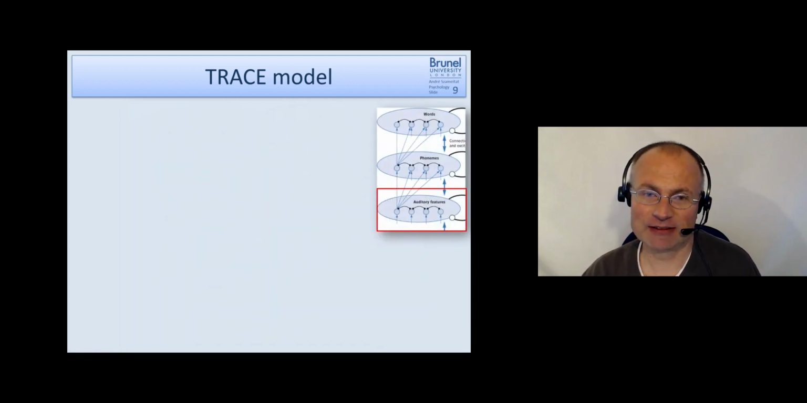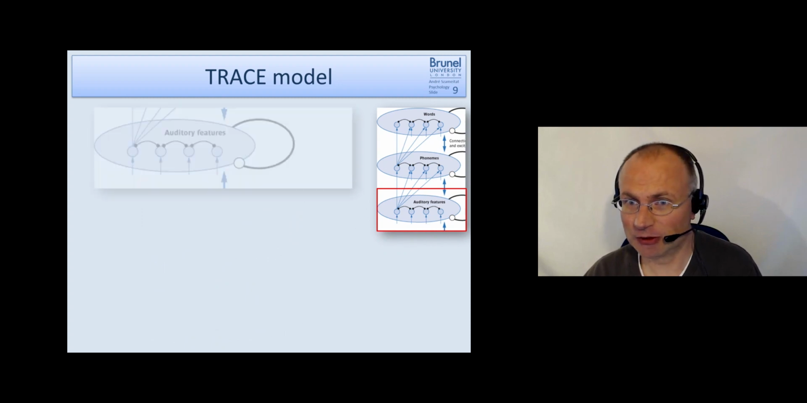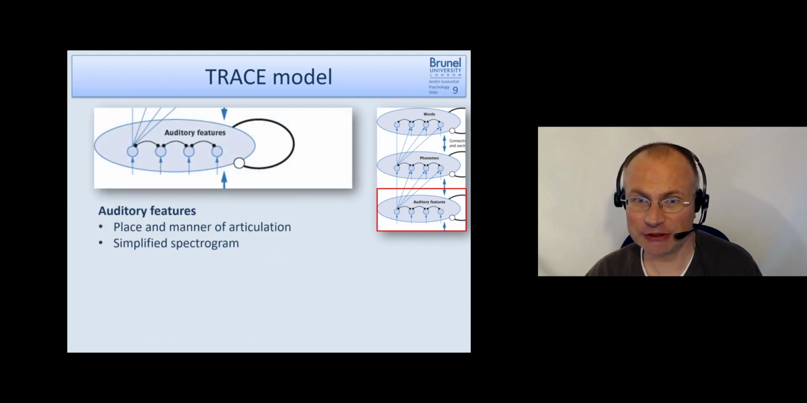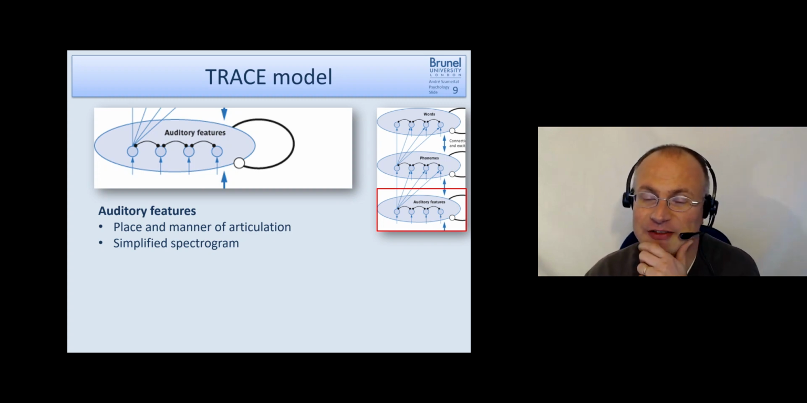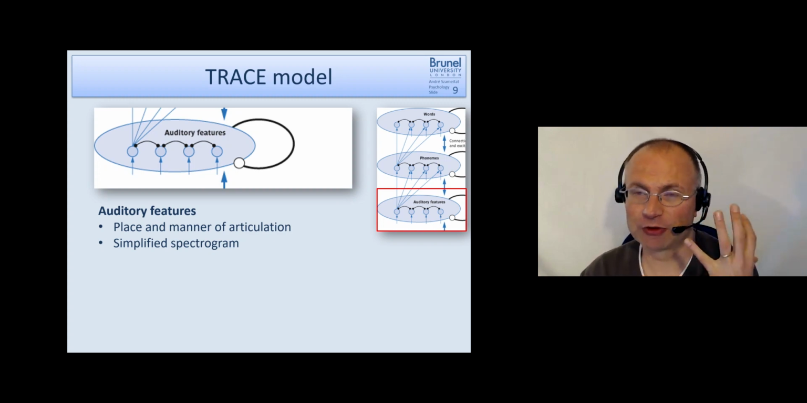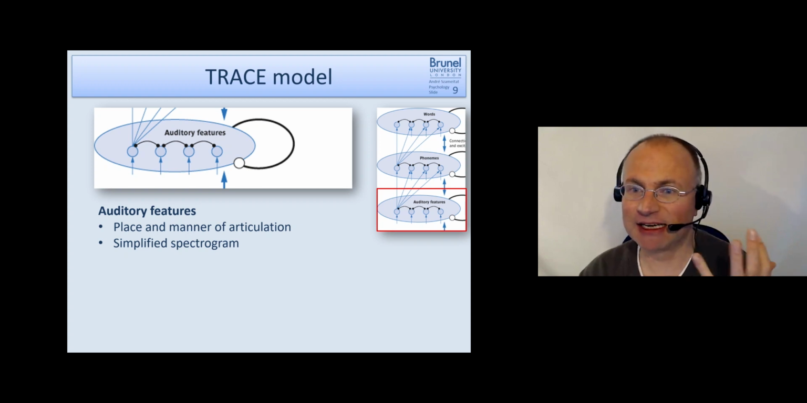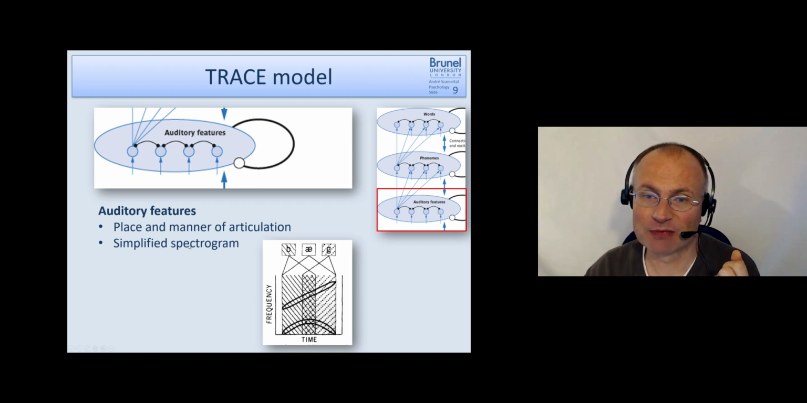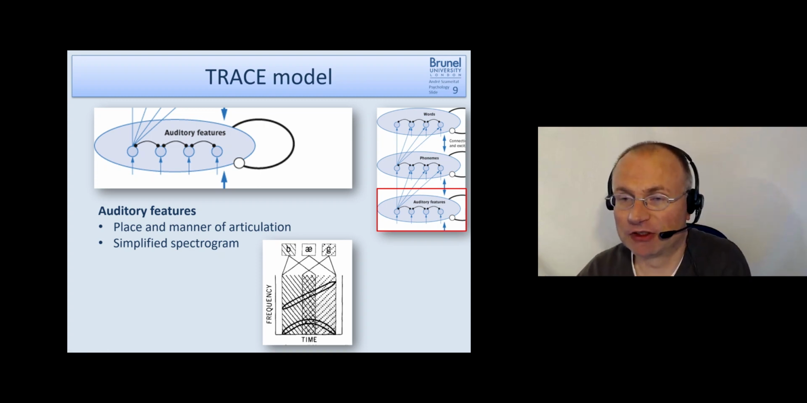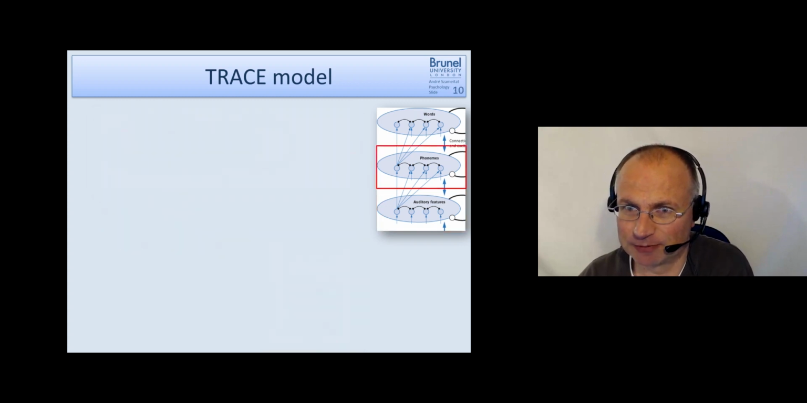Let's have a look at these layers a little bit slower, step by step. So the auditory features: the TRACE model is set up with a simplified spectrogram, which tries to read and identify the place and manner of articulation. So it looks a little bit like this for the word bag, just energy frequencies like that. So they try to mimic what we know about real life speech perception.